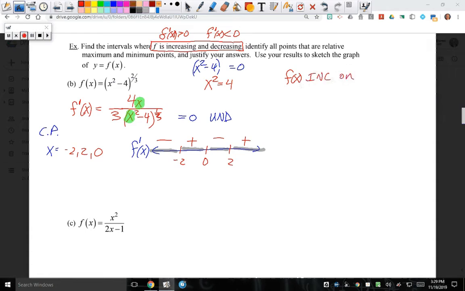-2 to 0 union 2 to 3. Perfect. But we need to do this because there's a lot of these points on the test. Because what signs are positive? Not f of x, f prime of x. Because f prime is spilling the beans about f of x.